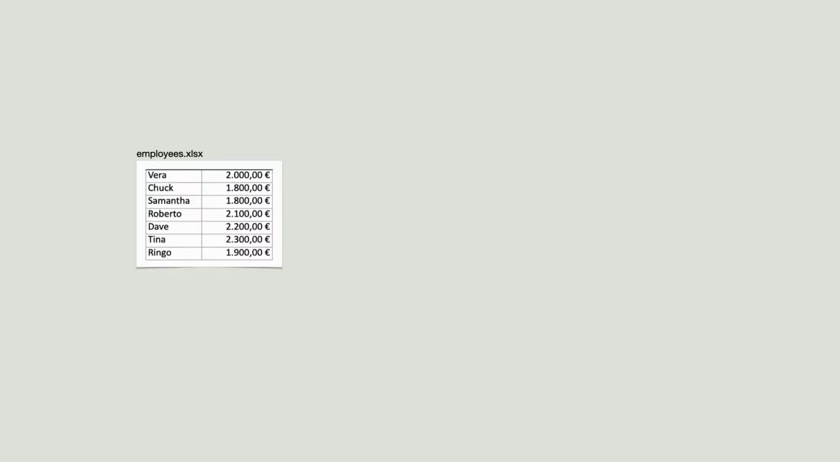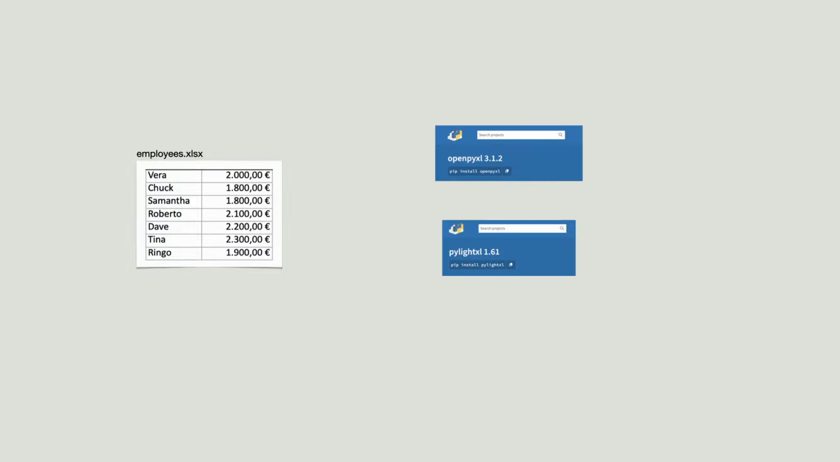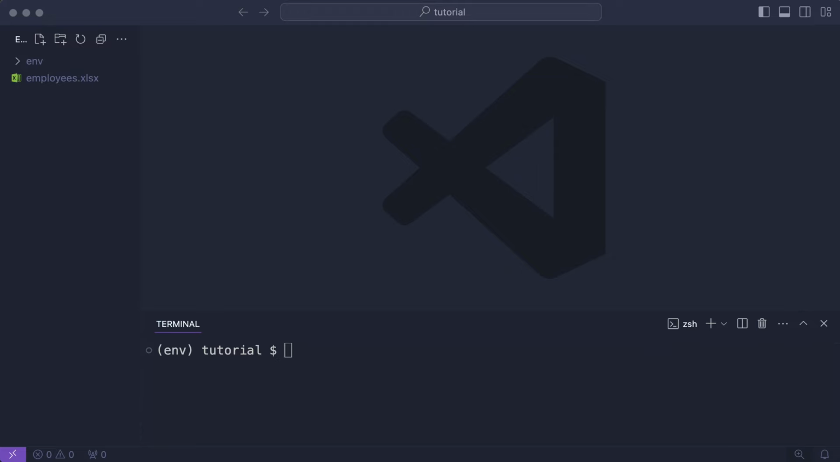I will create this Excel sheet and a Python script to load and show the data. For this I use a library called OpenPyExcel. Then I will change the code to work with another library called PyLiteXcel. You will see that this is not a trivial task and how abstracting the library behind an interface will drastically improve the situation. Here is the project with the Excel sheet.